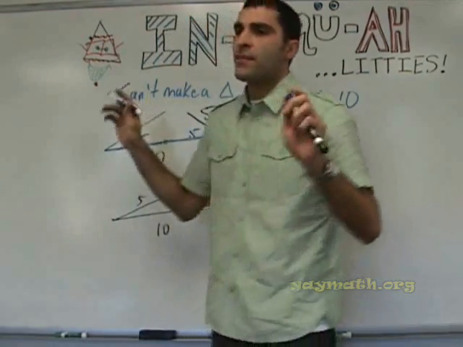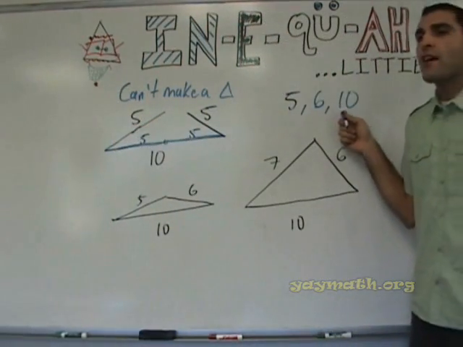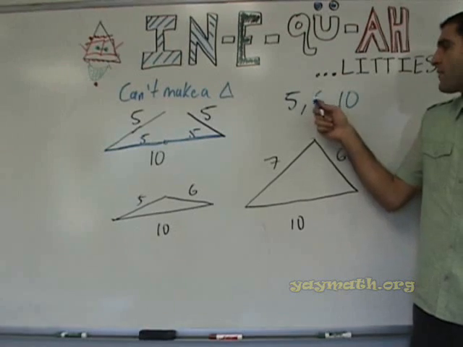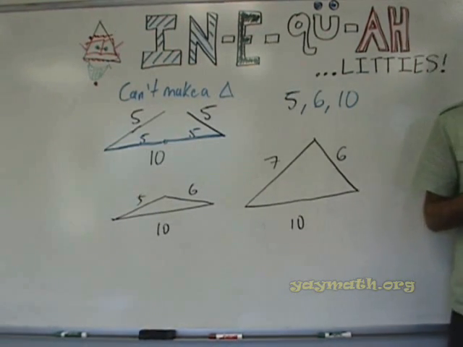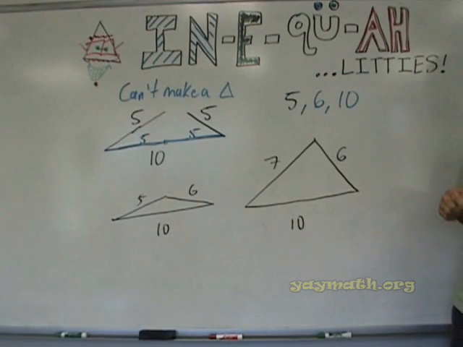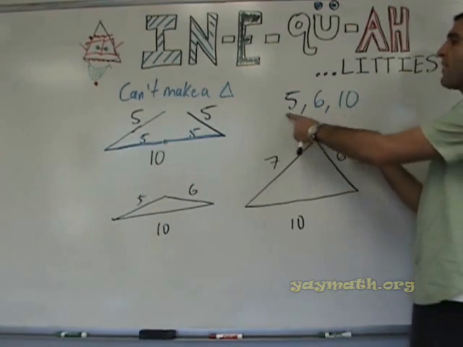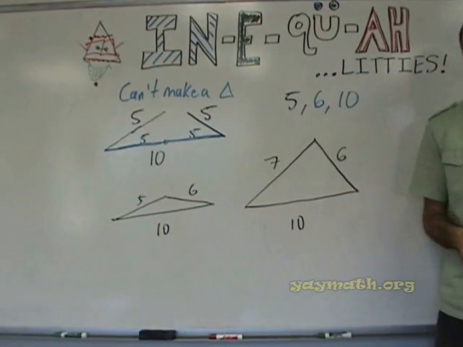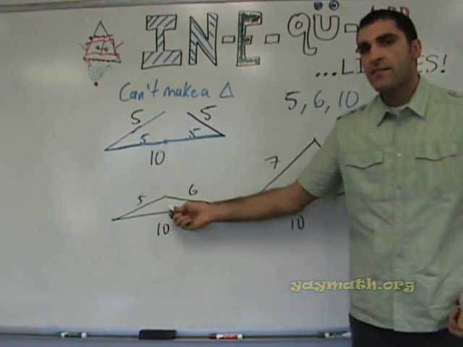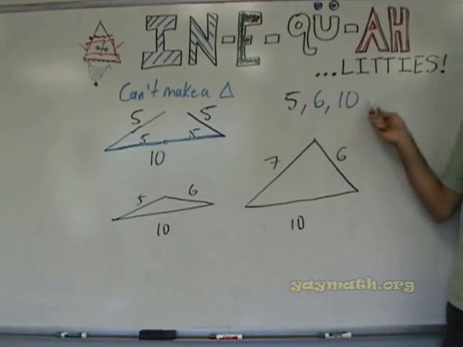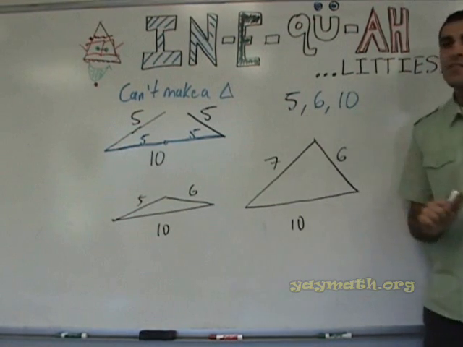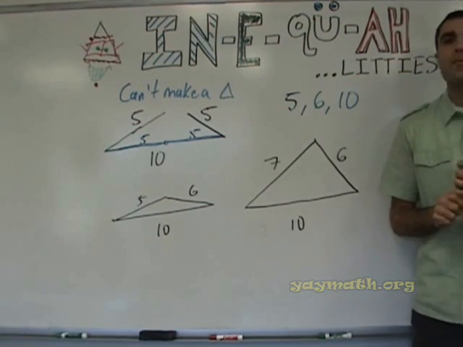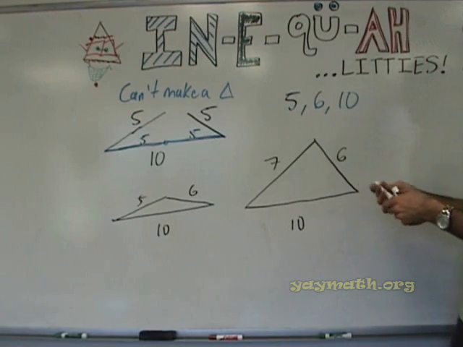Let me ask you the question. Can you make a triangle with sides 5, 6, and 10? The answer is yes. You can make a triangle with 5, 6, and 10, because 5 plus 6 is greater than 10. So it would look something like this. Because 6 plus 10 is greater than 5, and because 5 plus 10 is greater than 6. You do all 3 combos. Okay? Let me give you another one.